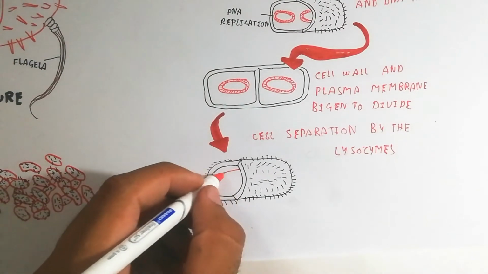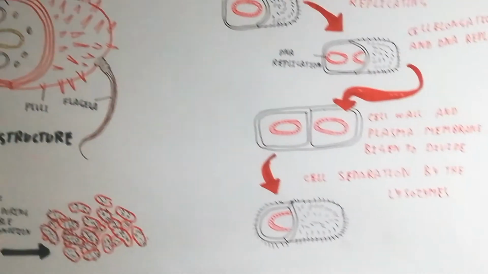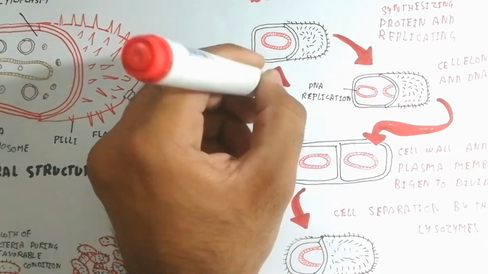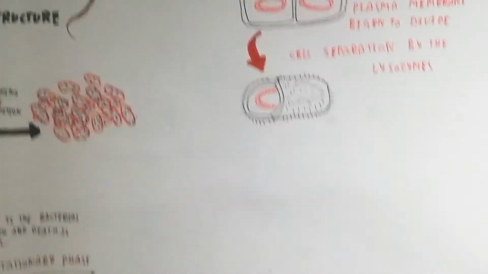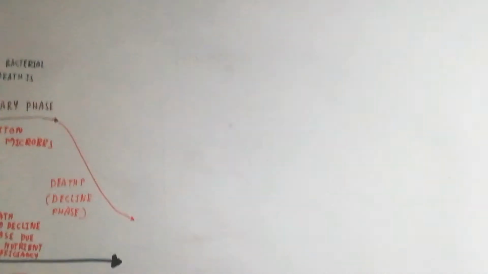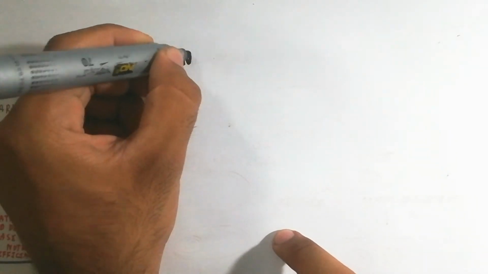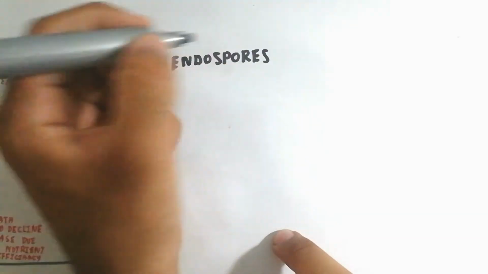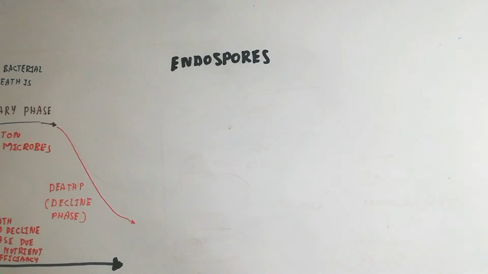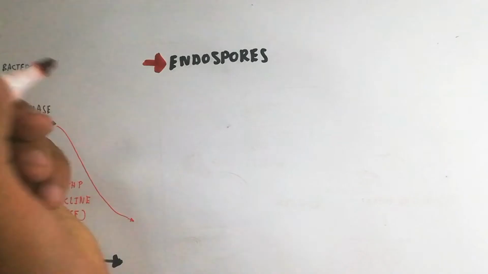So here is the endospore. The endospore is another type of asexual reproduction. It means the spore will be produced inside of the bacterial cell, that is known as endospore. If we talk about exospores, then the outside of the cell is covered by a cyst, known as exospores, and that converts into spores, which under favorable conditions will reproduce again.